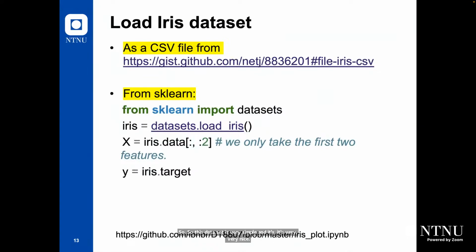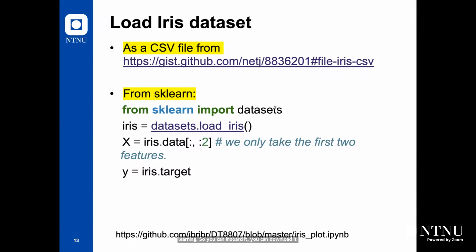Yes, if you want to load this iris data set, you can get it from here as a CSV file. If you want it as an Excel file, you can download it from here. And at the same time, you can also download it from sklearn. sklearn is a package in Python which is also used in machine learning. So you need to import the datasets from sklearn.